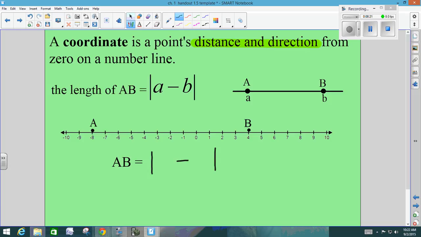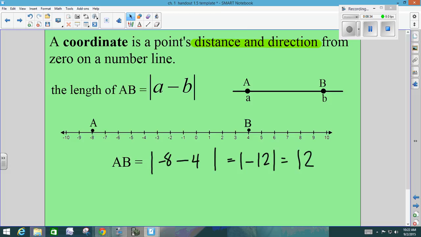Where was A at? Can you see it? -8. Where's B at? What's -8 minus 4? More. Then the absolute value of -12 is 12. So the length of AB is 12, or the distance between the 2 points. Length and distance between 2 points, they're the same idea there. Okay.